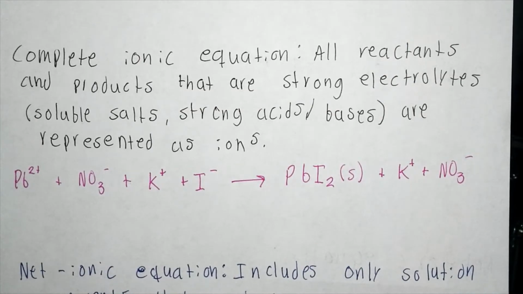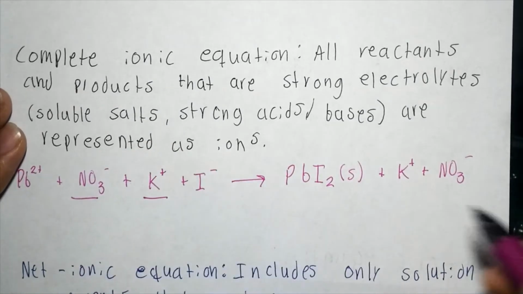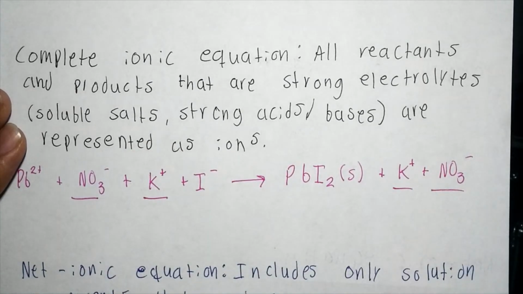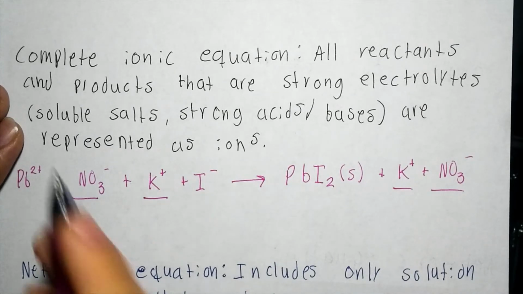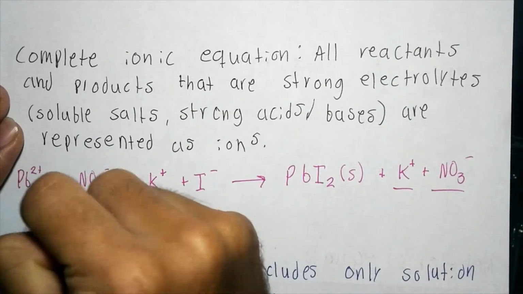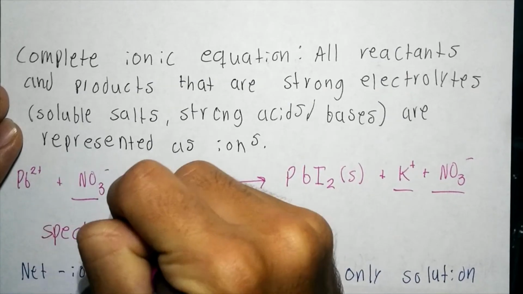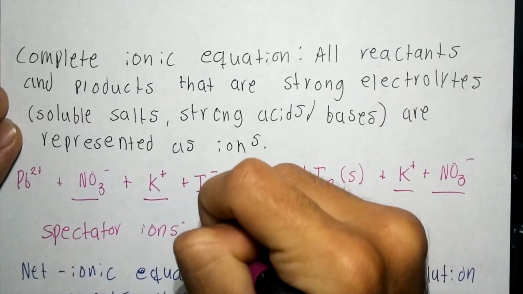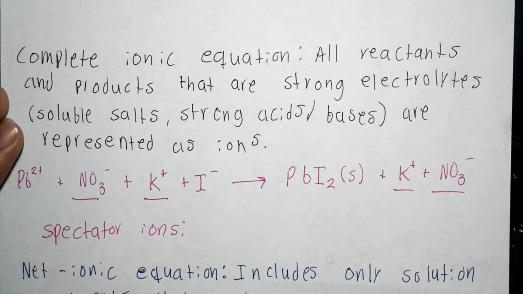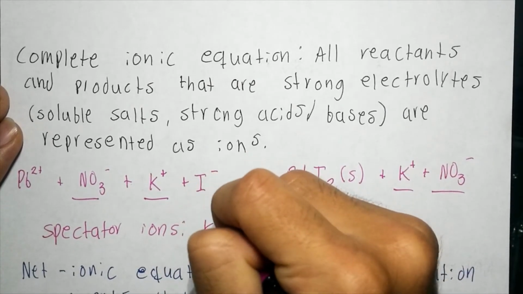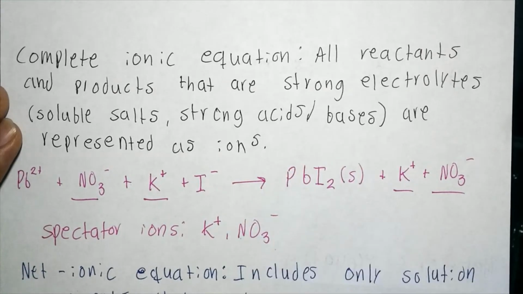However, there's a lot of empty space. If you notice, our nitrate and potassium ions aren't really doing anything in the chemical equation. They're kind of just floating around. And for that, we have a term for them. Those are known as spectator ions. So these spectator ions are simply the ones that aren't reacting to form any sort of precipitate or something that is insoluble. So we would label potassium and nitrate as spectator ions.